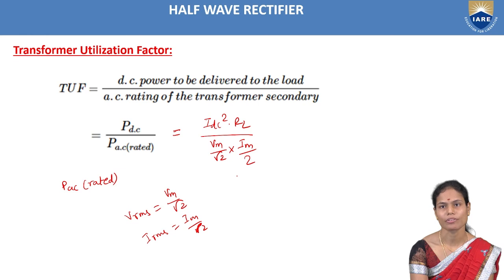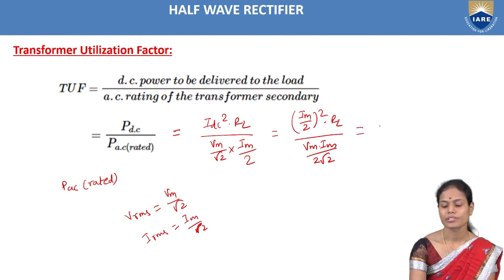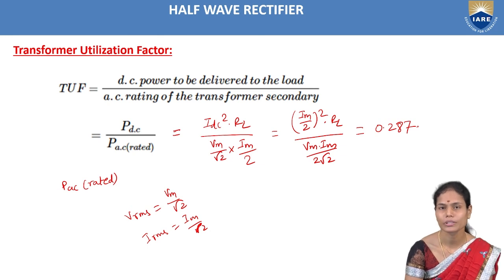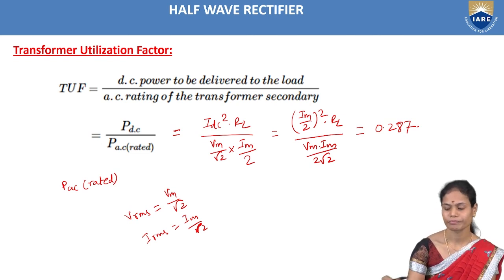So after simplification and after substituting the IDC value here, we will be getting (Im by π)² into RL divided by Vm by root 2 into Im by 2. So we will get this value as 0.287. That is, only about 28.7% of the AC power is utilized for conversion of AC to DC. In the case of the half wave rectifier, it is a very, very low value.